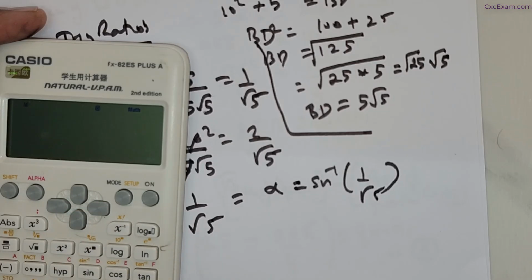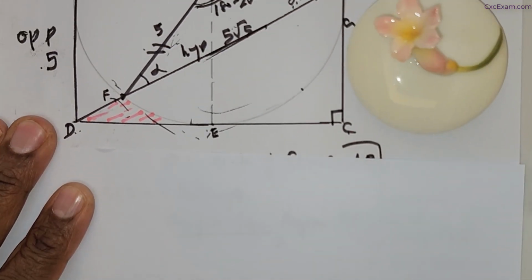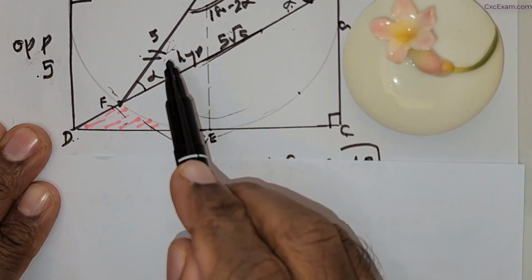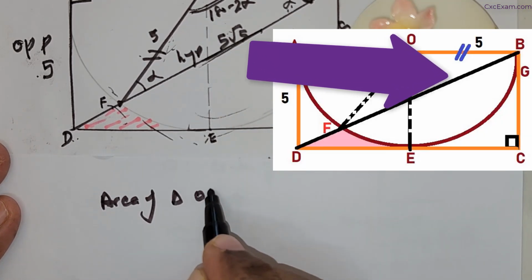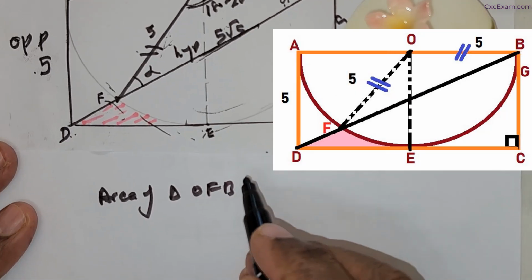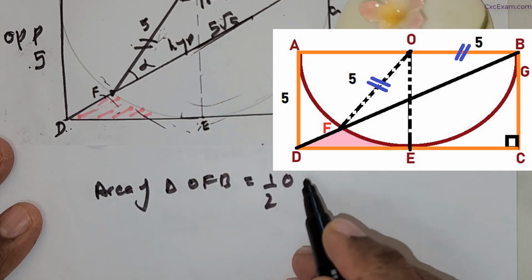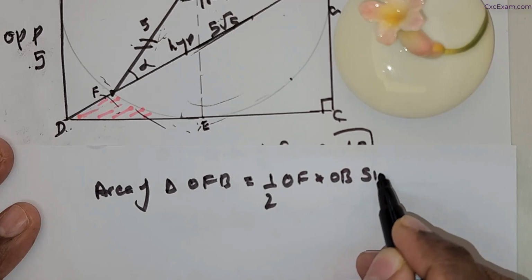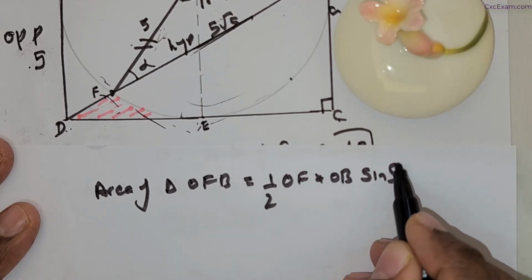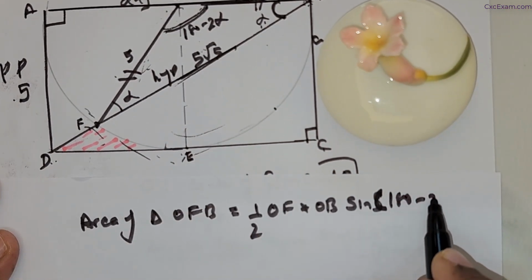Okay, this is the value. So alpha is equal to 26.56. Now we will have to get the area of triangle OFB. We know the formula for that. It's going to be half times the sides OF multiplied with OB times the sine of the angle between them. The angle between the sides is 180 minus 2 alpha.